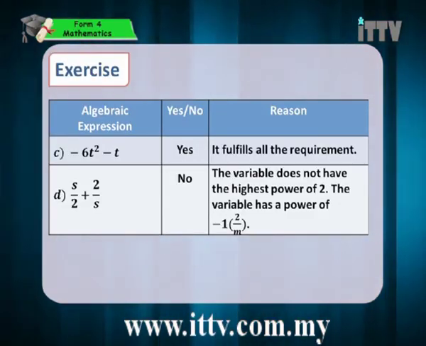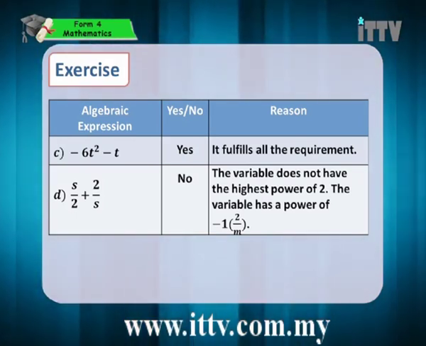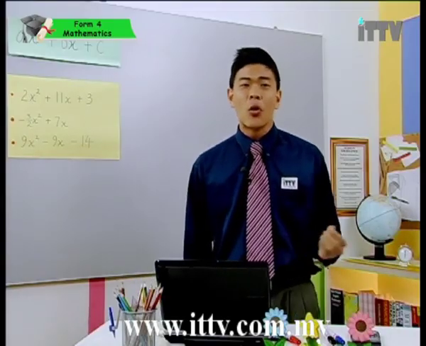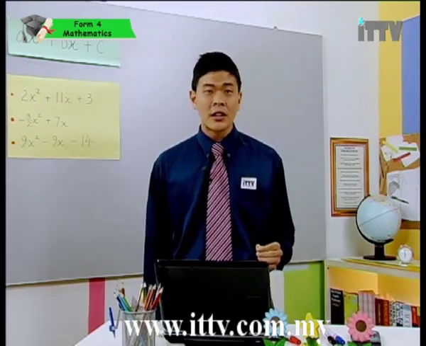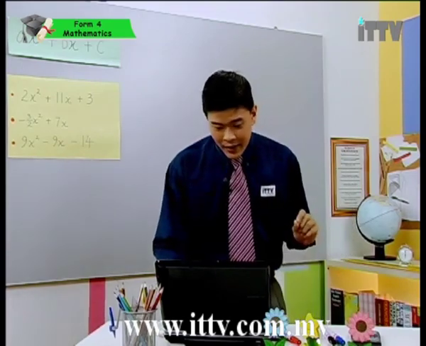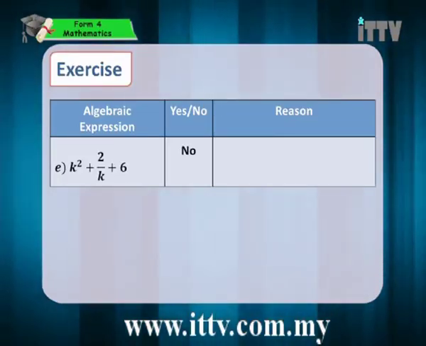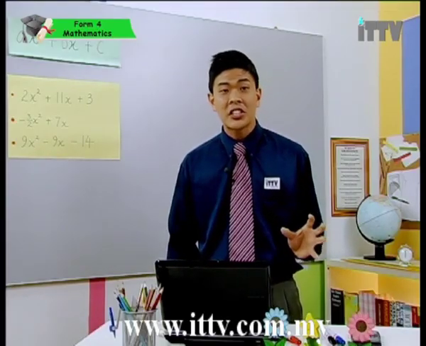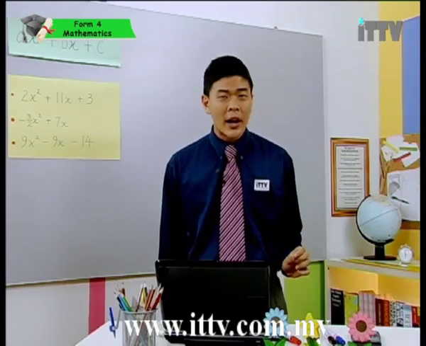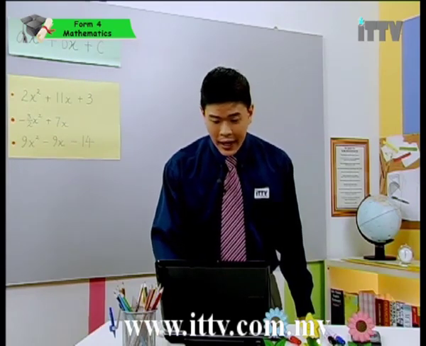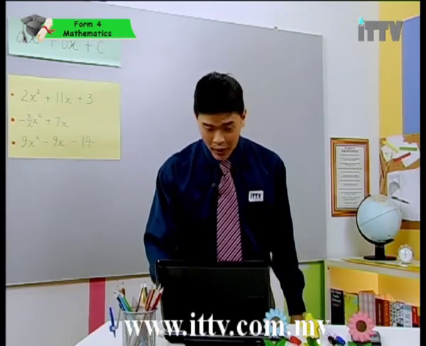Alright, what about s over 2 plus 2 over s? No, it's not a quadratic expression. Why? Because anytime you have over s, over a variable, it will not be considered a quadratic expression because the index is -1. Okay, and E, k squared plus 2 over k plus 6, also no. Why? Because you see there's a k that belongs to the denominator of a fraction-like term. So it has a power of -1, it doesn't fulfill all requirements. The reason: the variable has a power of -1.